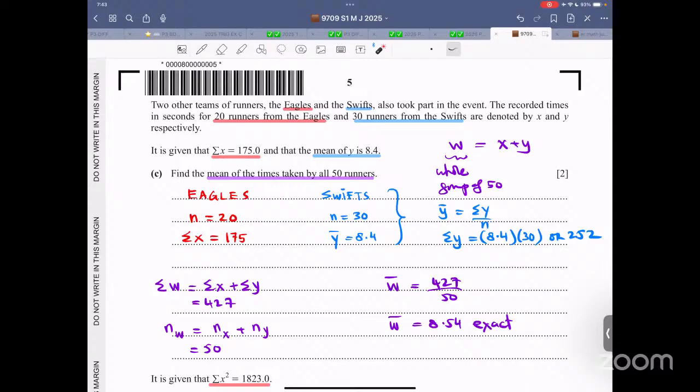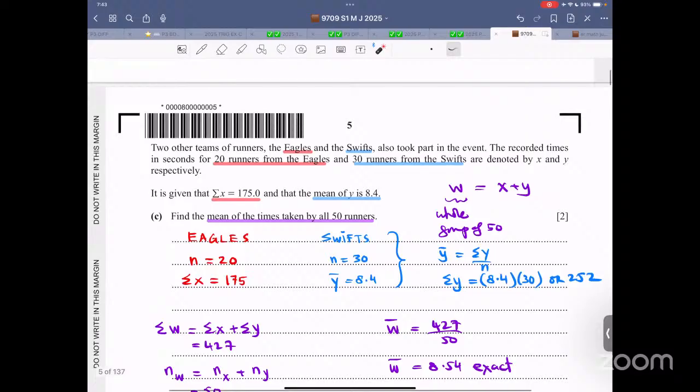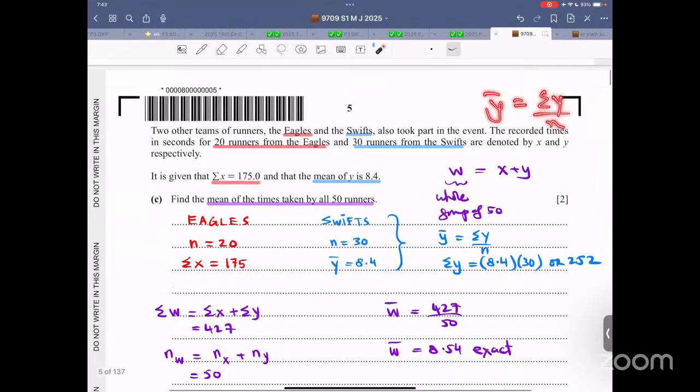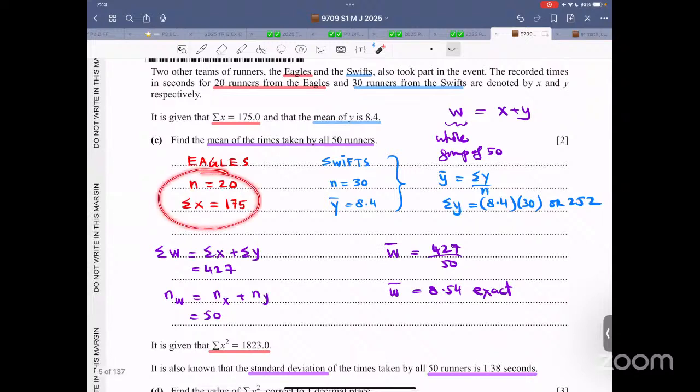Okay, got it. So it says sigma X is 175, N is 20, N is 30, Y bar is this. Now the formula for mean: X bar is sigma X over N, and Y bar is sigma Y over N. Over here, nothing needs to be done, but over here, simple working needs to be done. You find the summation of Y, the sum of scores of Y. Now they're asking about all the 50 runners.